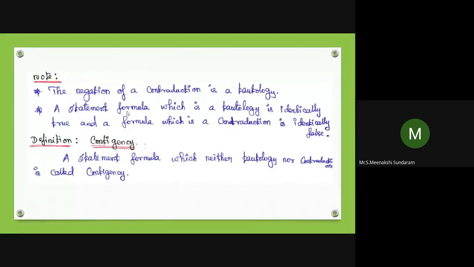Note that the negation of a contradiction is a tautology, because if all the values in the last column are false, taking the negation makes them true.